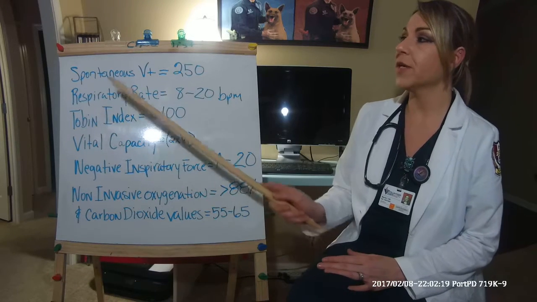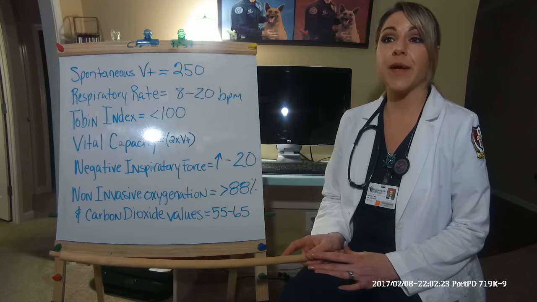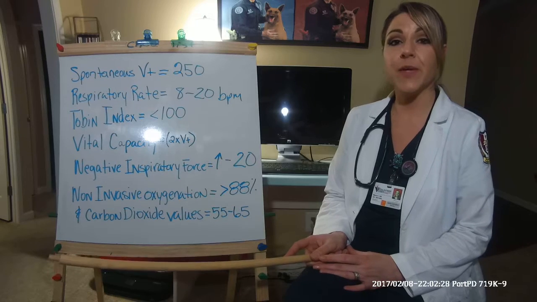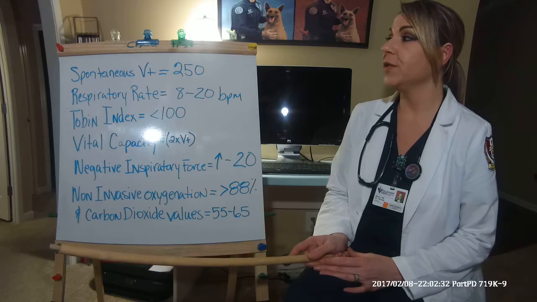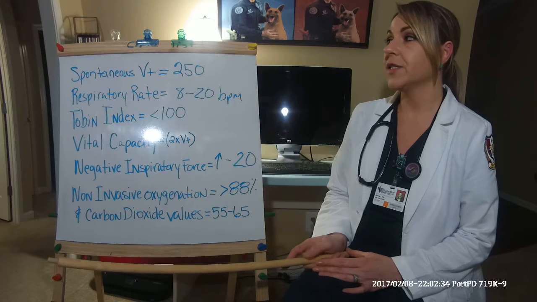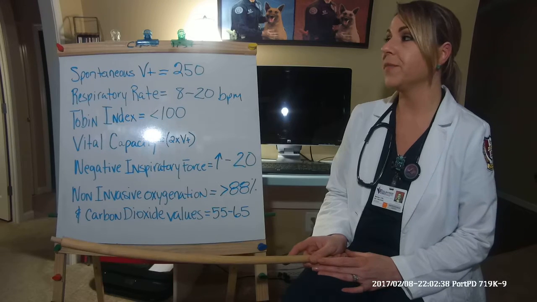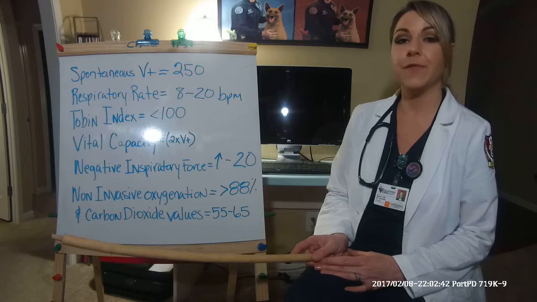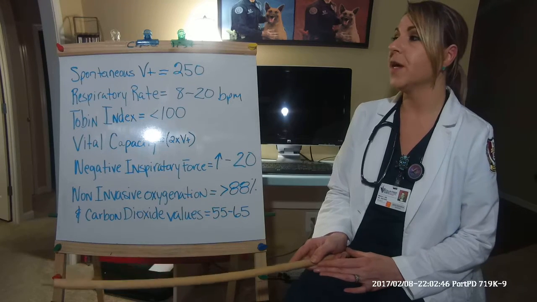So the first one I want to look at is her spontaneous tidal volume. The tidal volume is the amount of air that someone can move in and out of their lungs. So spontaneous would be on their own. At that point, I'd like it to be around 250. I get 250 because we want it to be equal to or greater than 5 milliliters per kilogram of ideal body weight. Miss Tubbs weighs 50 kilograms, so 250 would be completely acceptable for me.